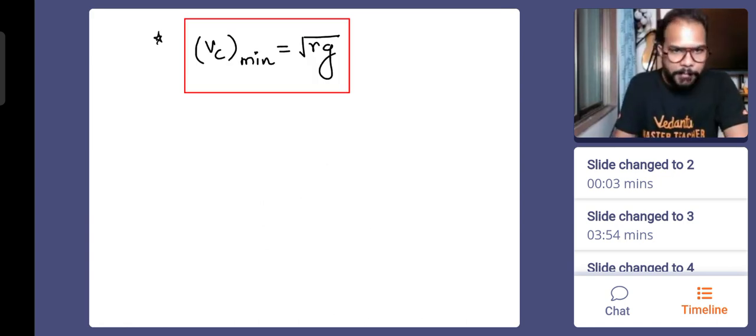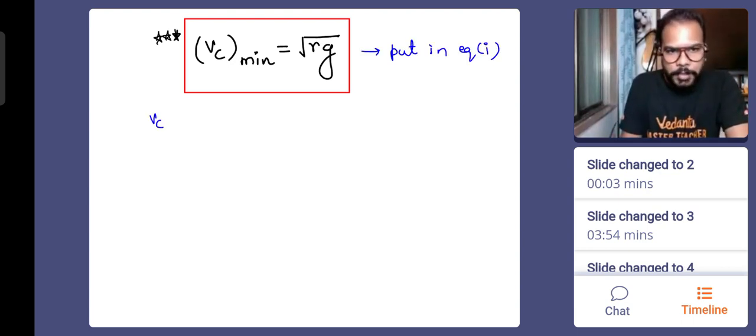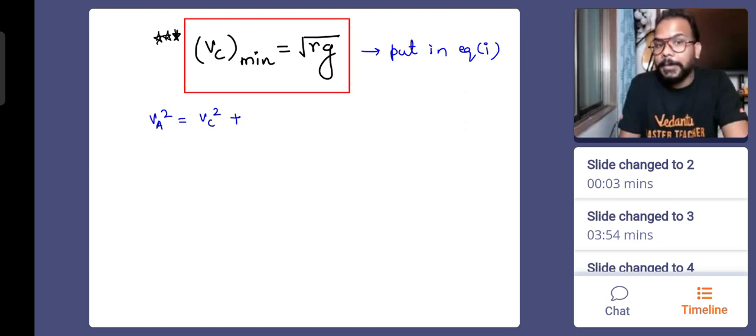Okay, so this is a very important expression. This is the minimum velocity with which the body should reach the topmost point. Remember this value, very important it is. And now put in equation 1, which was va square equal to vc square plus 4rg.